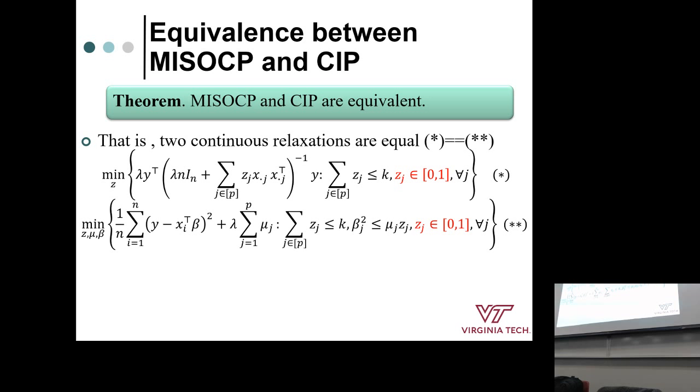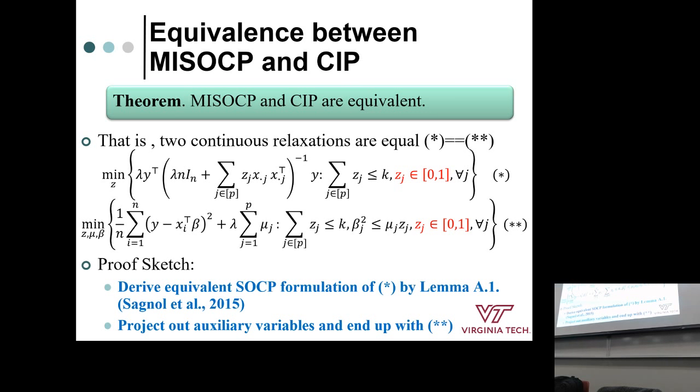So this means we relax the variable. For this convex integer problem, its continuous relaxation just relaxes binary variables to be continuous. And for MISOCP, we also relax the binary variable to be continuous. And we show that those two formulations are equivalent. The relaxations are equal to each other. They have the same relaxation problem.